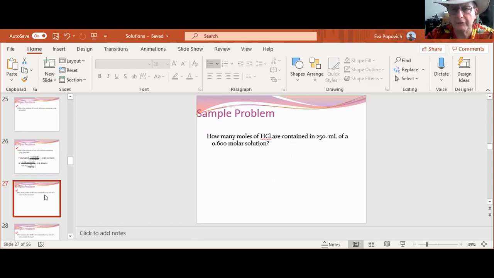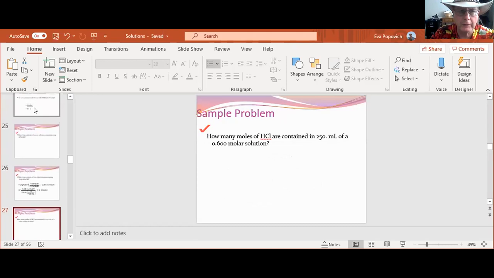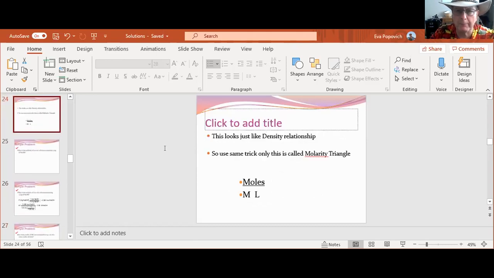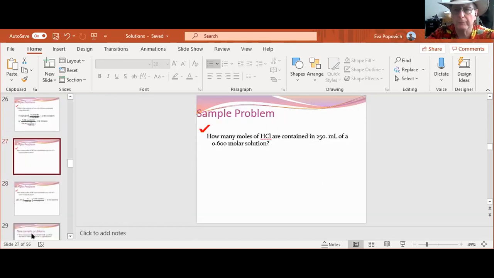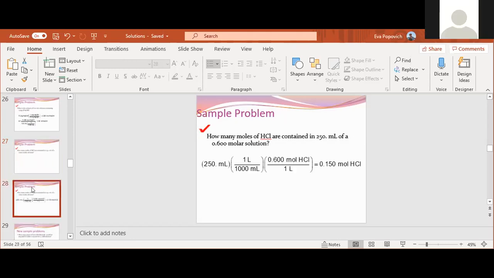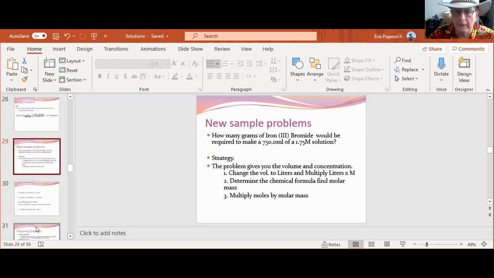Okay, somebody other than Rebecca, answer this. How many moles of HCl are contained in 250 milliliters of a 0.600 molar solution? Either think that a molar solution is moles per liter, or go back and use the triangle. How do I get moles if I have molarity and liters? Take the milliliters and turn it into liters, and then multiply by the moles over 1 liter, just like that. Yep, there we go. These really aren't hard problems. But now they're going to get into hard problems.